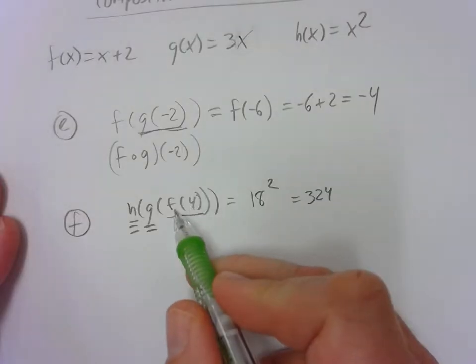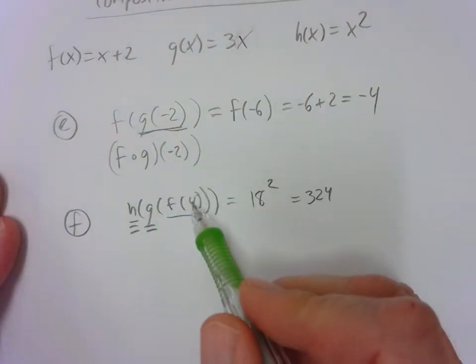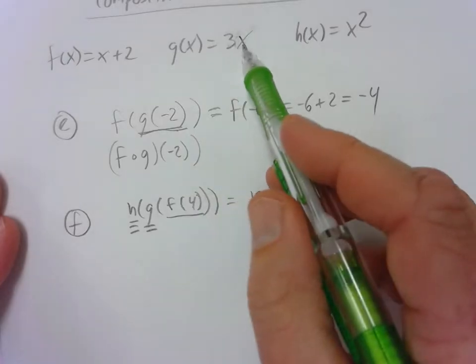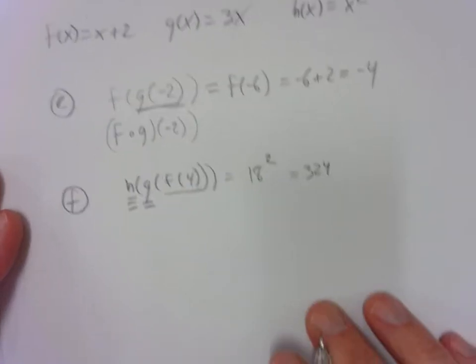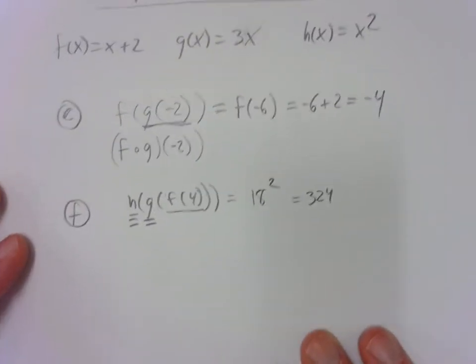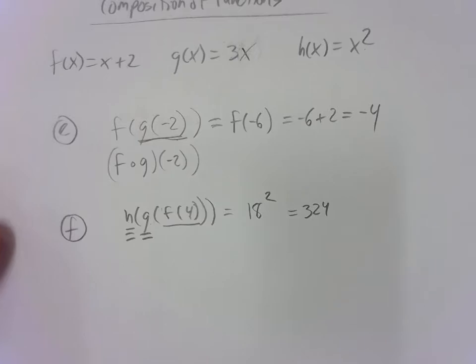So I did the 4 to the F to get 6. Then I took that 6 to the G. 3 times 6 is 18. And I took that 18 to the H, and I got 324. You can even do functions inside of functions. That's called a recursive function when you repeat the function over again.